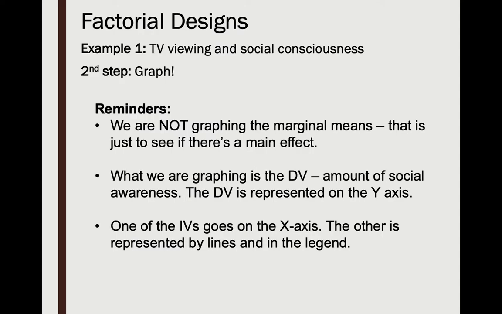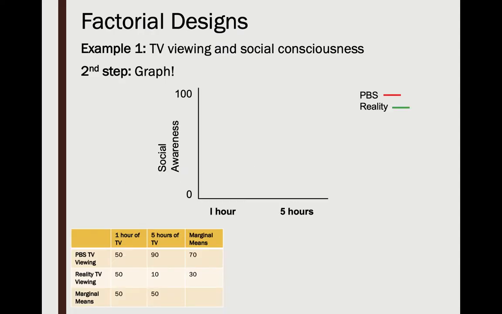So the DV is represented on the y-axis, and one of the independent variables goes on the x-axis, and the other is represented by lines and in the legend. So you'll see what I mean on this next page. So here we have our graph. On the x-axis, we have one of the independent variables, which is hours.